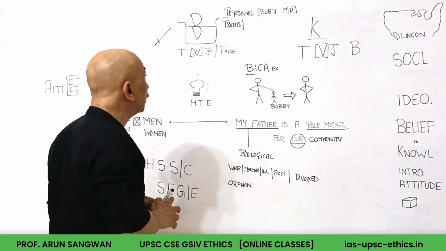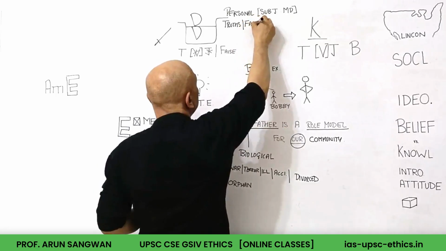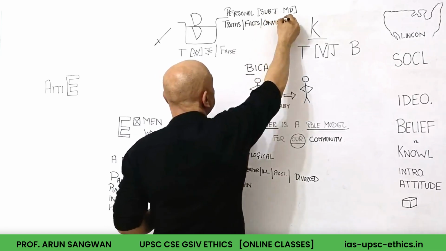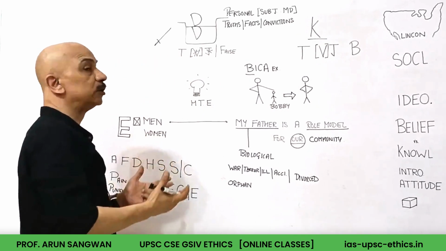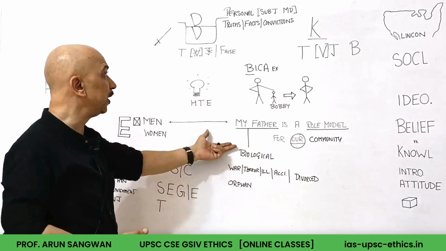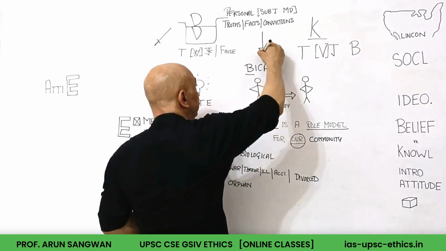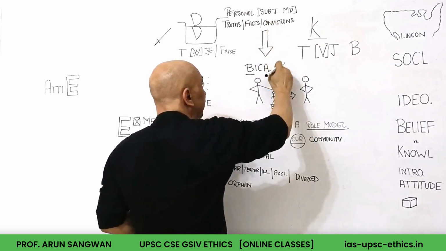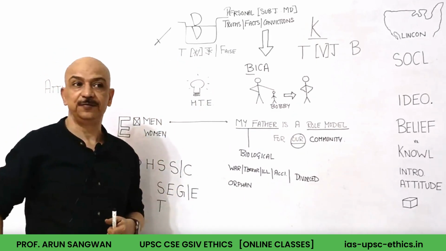Personal truths, you can say personal facts or personal convictions. Beliefs are personal truths, personal facts, personal convictions, very much like this. Okay? Basically, beliefs are implicit core assumptions that we have in life.